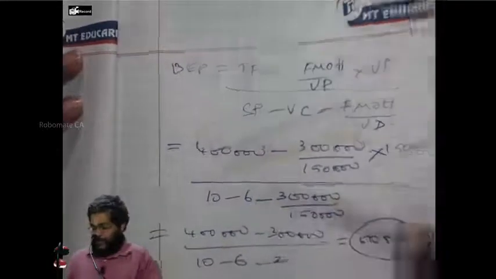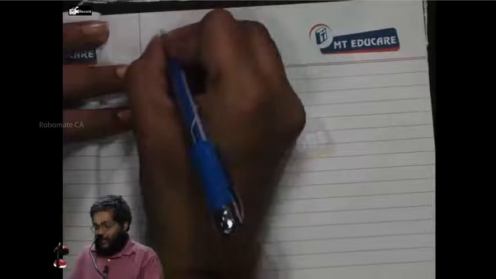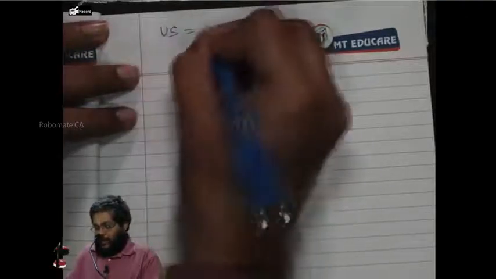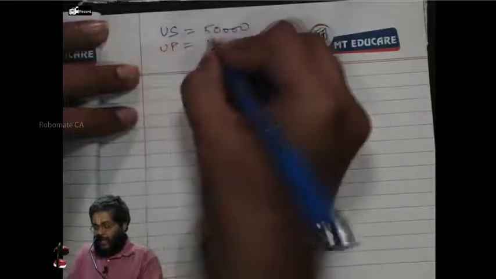Now, see. First of all, you need not copy, please. I'll give you time to copy everything later. Now, tell me, units sold. I am going to sell how many units? 50,000. Units produced, how many units?